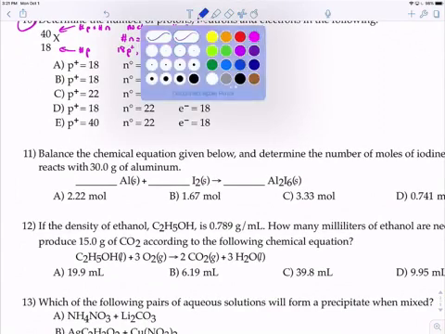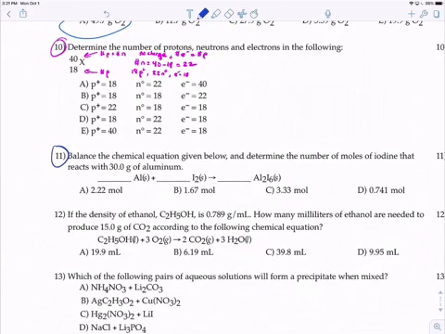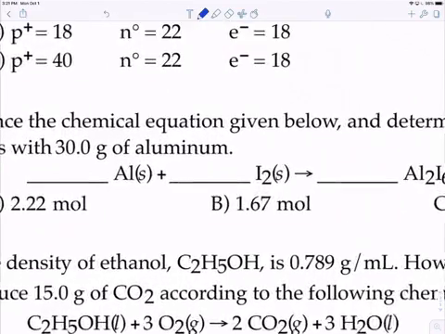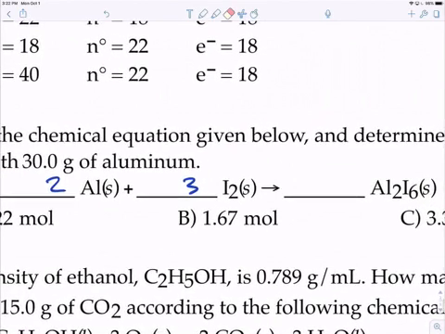Okay, balance the chemical reaction here and determine the moles of iodine that reacts with 30 grams of aluminum. So, balancing it. So, 2 aluminums, 6 iodines, 3 times 2 is 6, and it's balanced. So, is everyone good on how to balance the equation?